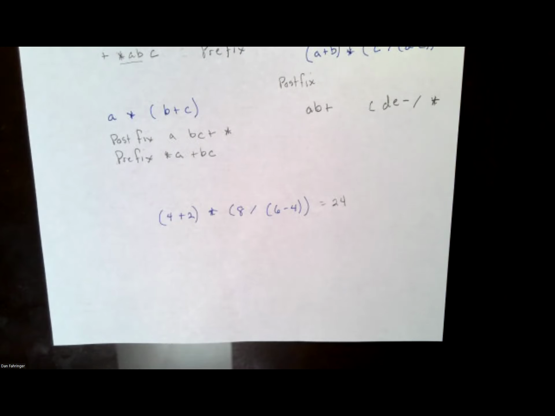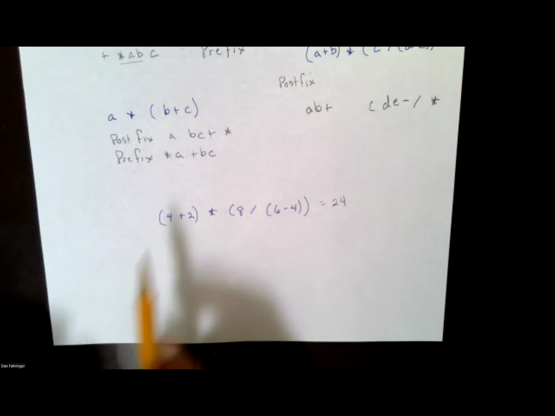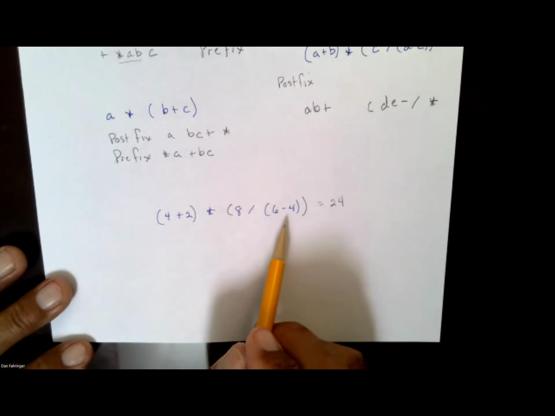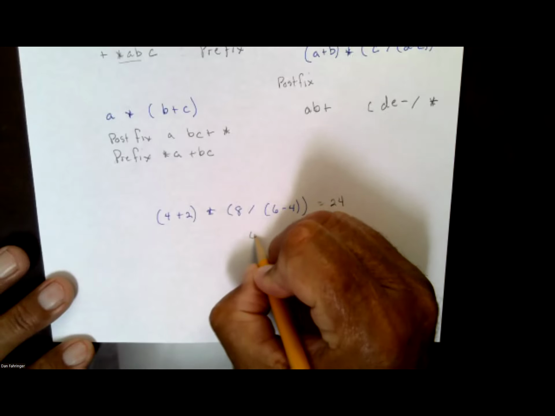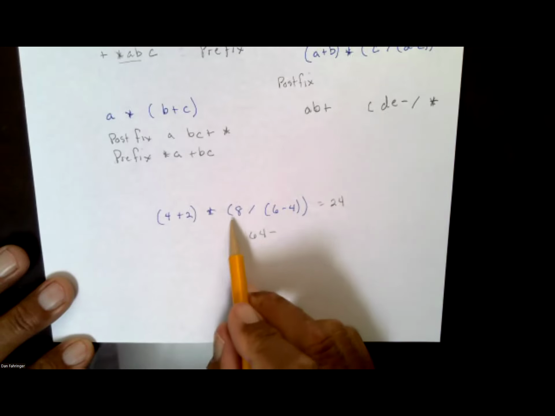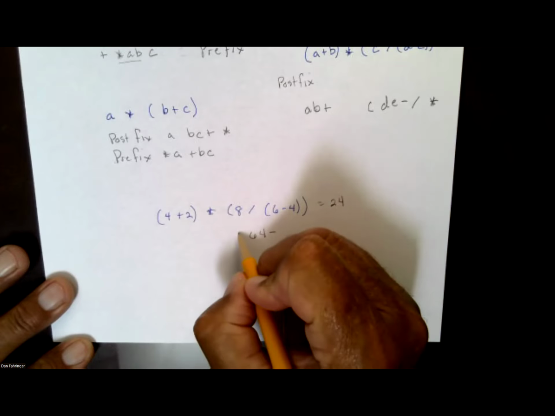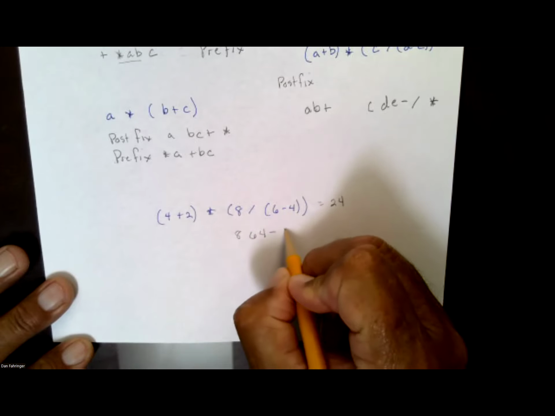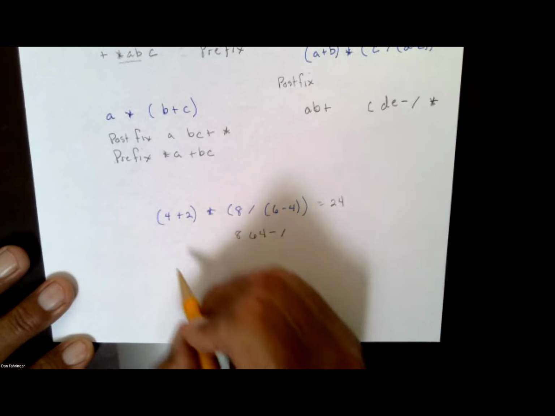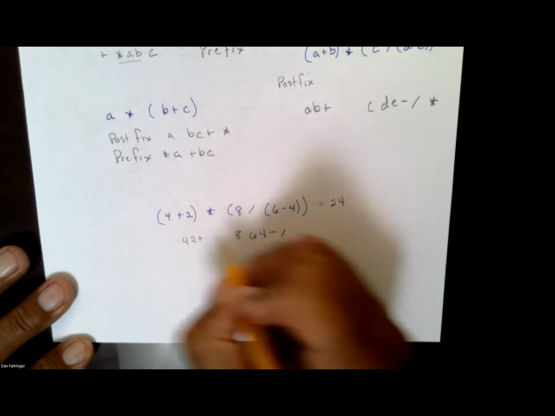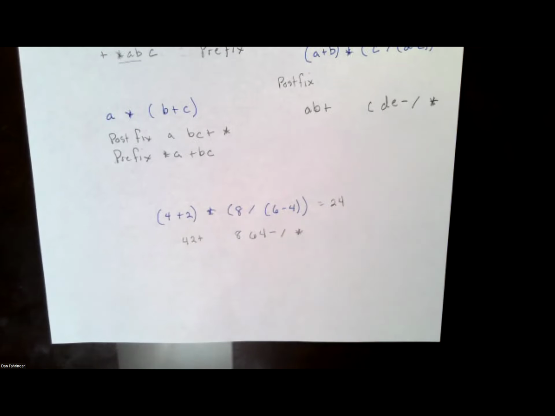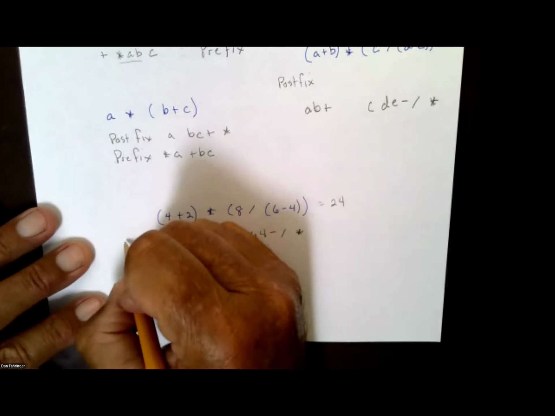Okay. And if I went through and made this into a postfix expression, what would it look like? Oh, no, wait a minute. We said that one was going to go first. So there's a 6, 4 minus. And then we had 8, and that's 6, 4 minus with a slash. We had the 4, 2 plus, and we had the multiply on the end. Postfix, nice.